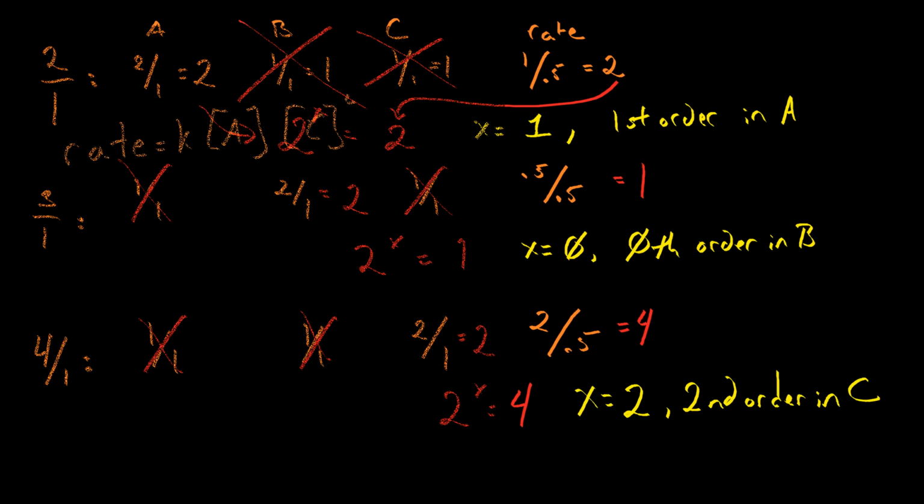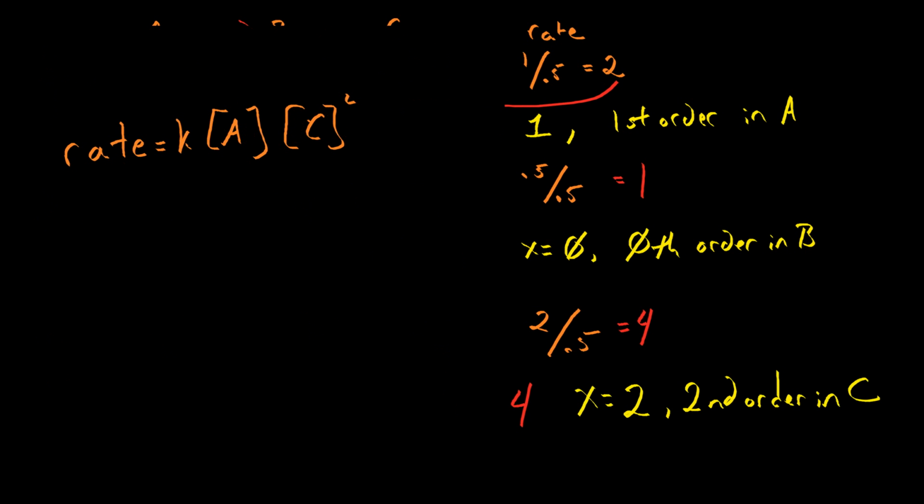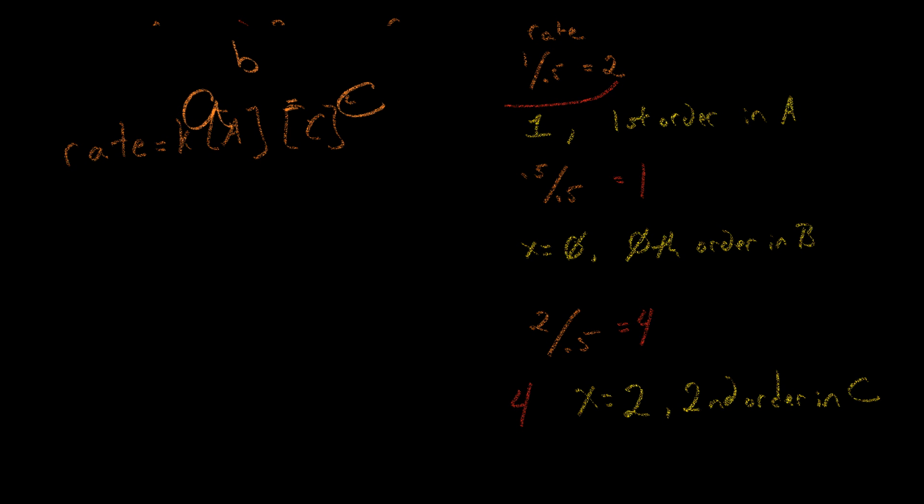So our overall rate law that we have determined experimentally here is that the rate for this reaction, the relative rate, I should specify, is equal to some constant K multiplied by A to the first power multiplied by C to the second power. And B just doesn't show up at all. Okay? B needs to be present in the reaction chamber, but it's not going to affect the rate of the reaction.